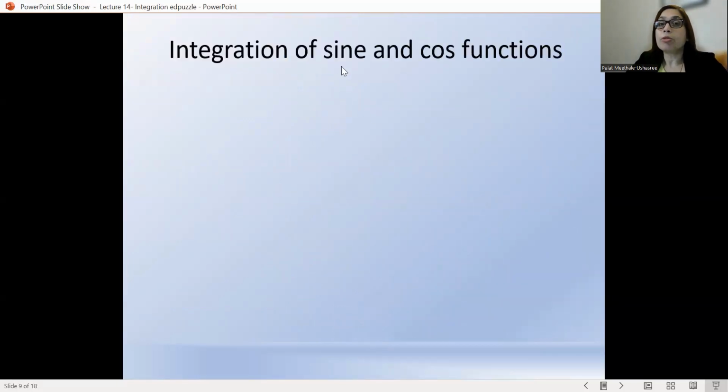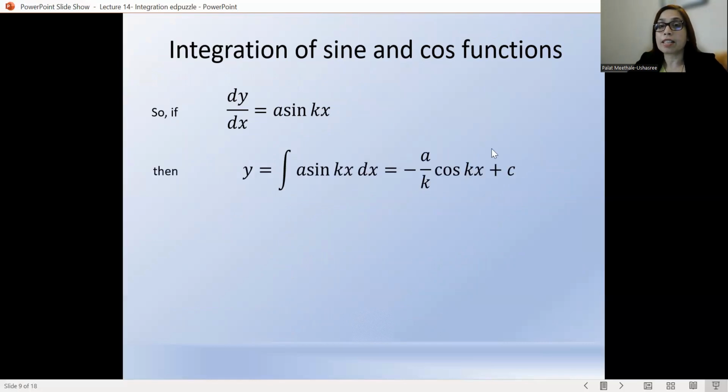So let's see how to integrate sine and cos functions. If you have dy by dx is equal to a sine kx, then y is equal to the integral of a sine kx dx, which is equal to minus a times, just take the coefficient of x in the denominator, minus a over k cos kx plus c. Do not forget the constant of integration.